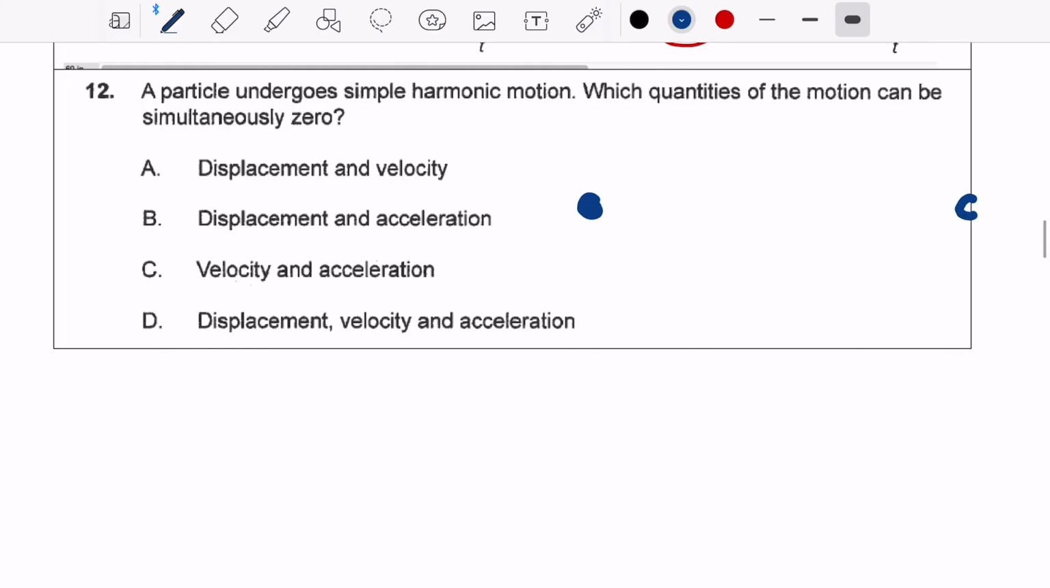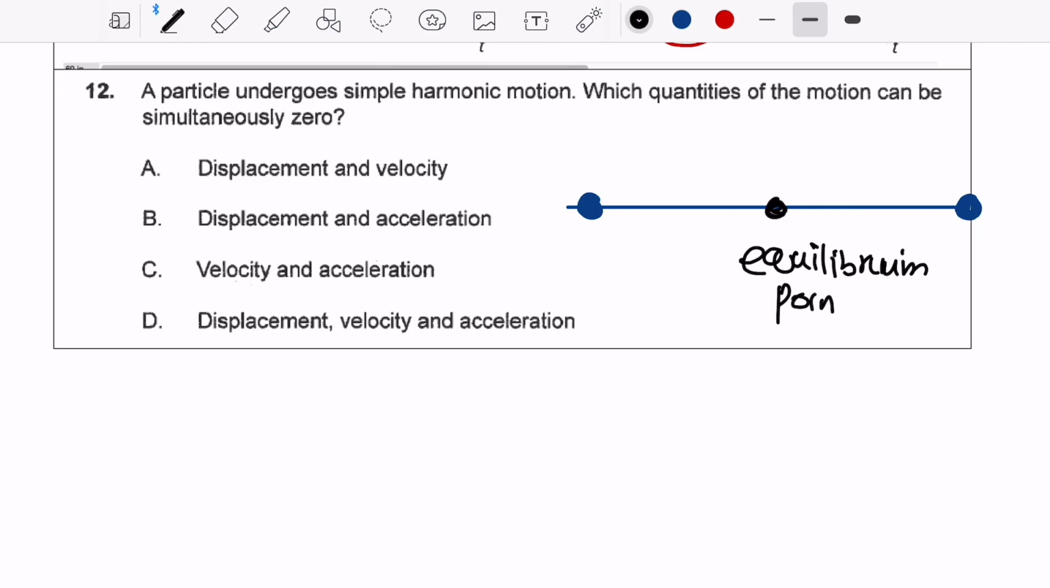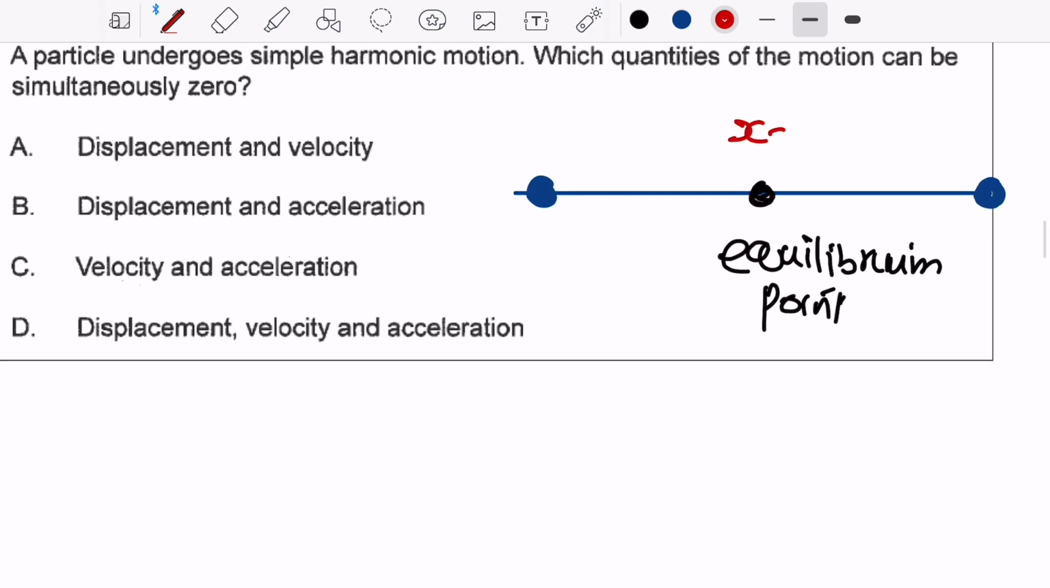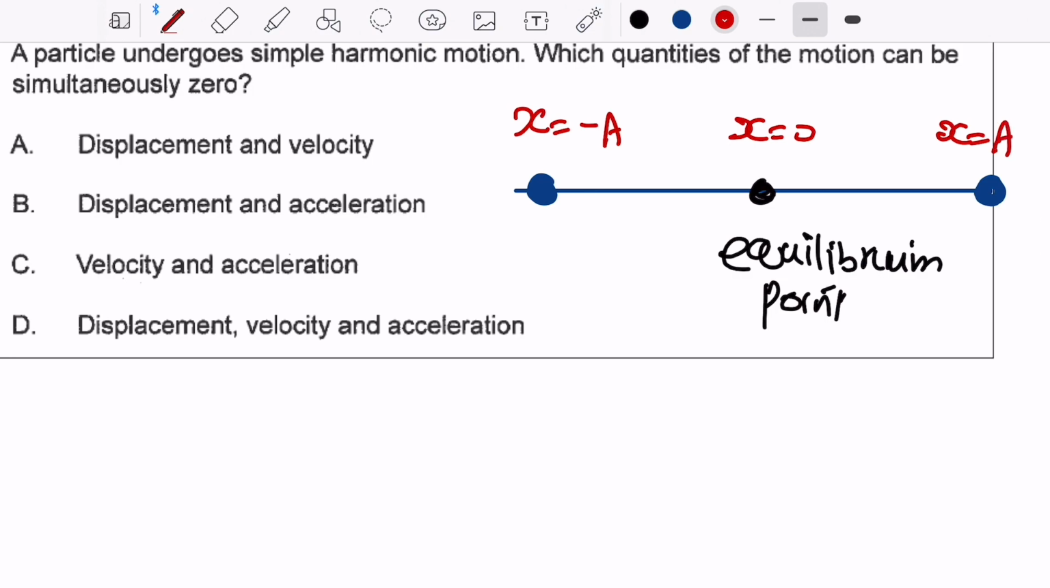In simple harmonic motion, you are moving between 2 points, right? The middle point is called the equilibrium point, right? Now this is just memory. Here displacement is 0. Here, if you take the right hand side as positive, this is minus amplitude. This displacement is amplitude. Let's think about velocity.